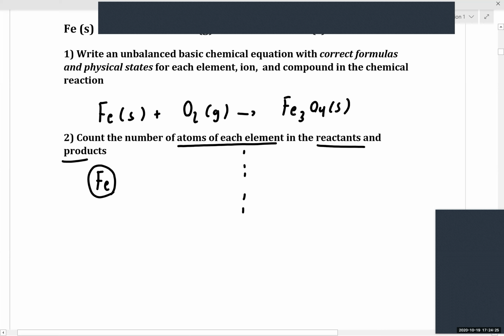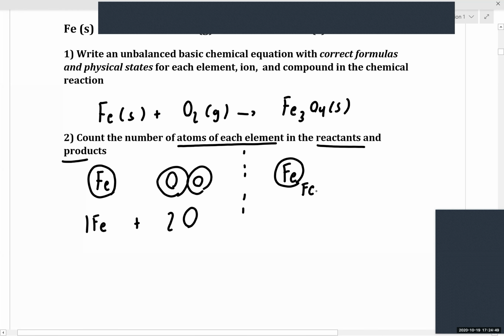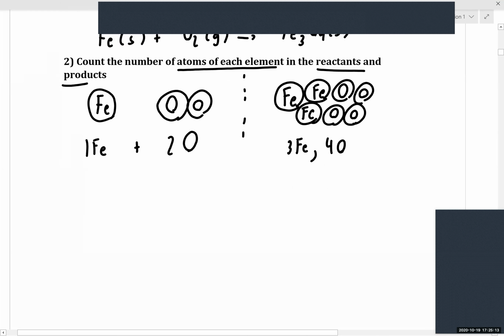So for iron, we see that I have 1 iron atom. In oxygen, which is written as O2, how many oxygen atoms do we have? 2, yeah. Perfect. And now for iron oxide, which is Fe3O4, this formula is a little bit more complicated than our previously seen formulas, but nothing that we can't handle. We see we have 3 iron atoms, and how many oxygen atoms? 4. Yep, perfect.